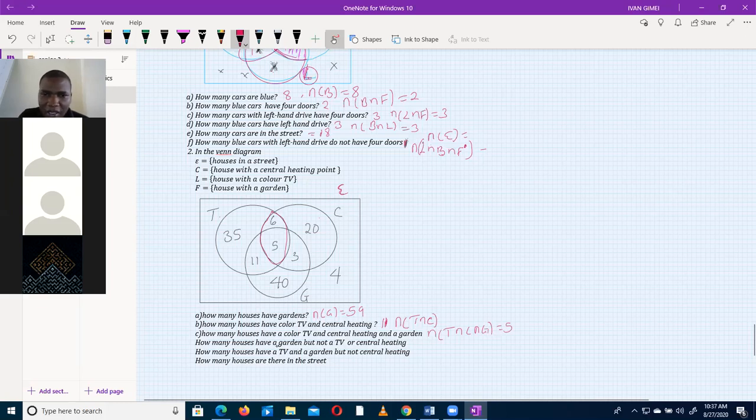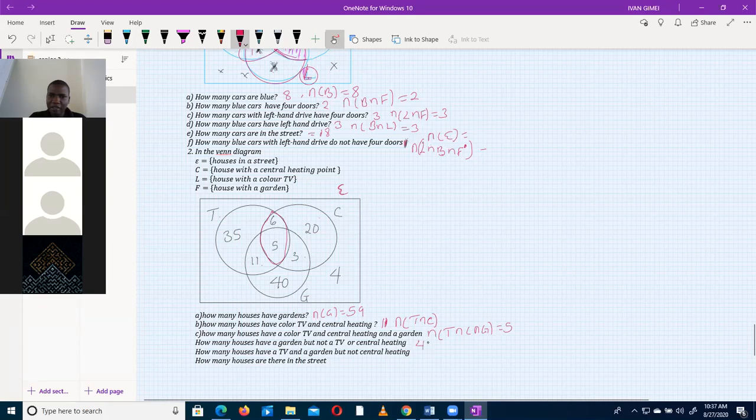How many houses have a garden but not TV or central heating point? 40. They have a garden but not TV or central heating point. They are 40. So they are 40, yes.